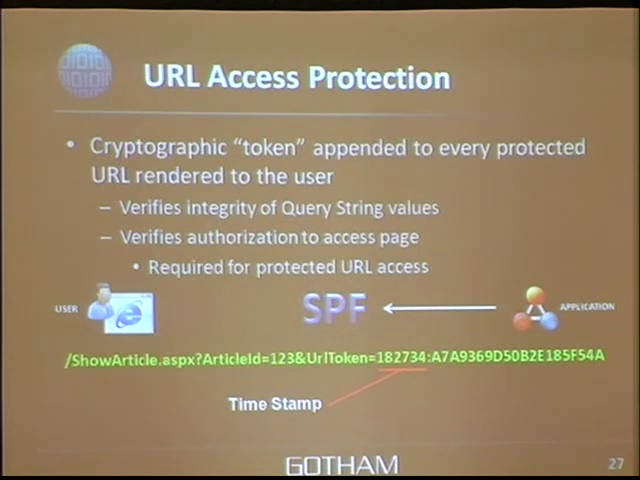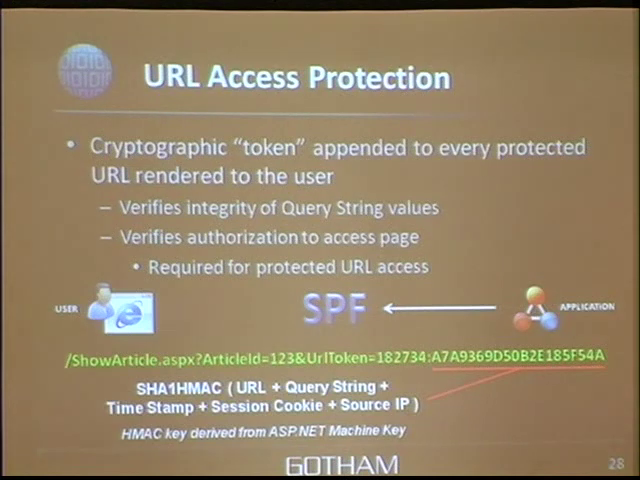The first is a timestamp, so we can configure a timeout for any link. So if the link goes stale, the user's not going to be able to click on it. And then the last piece is basically just a SHA-1 HMAC of the following pieces of data: the URL, the query string, the timestamp, so we make sure they didn't edit the timestamp.